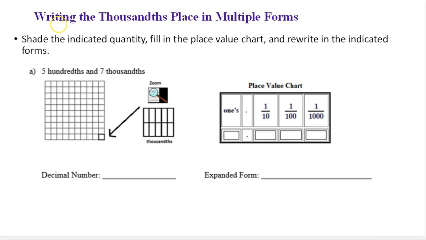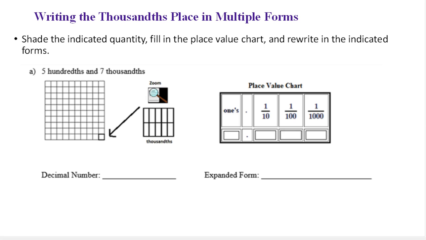In this video, we're going to look at writing the thousandths place in multiple forms. Shade the indicated quantity, fill in the place value chart, and rewrite in the indicated forms. So we have 5 hundredths and 7 thousandths. So let's see what this looks like.